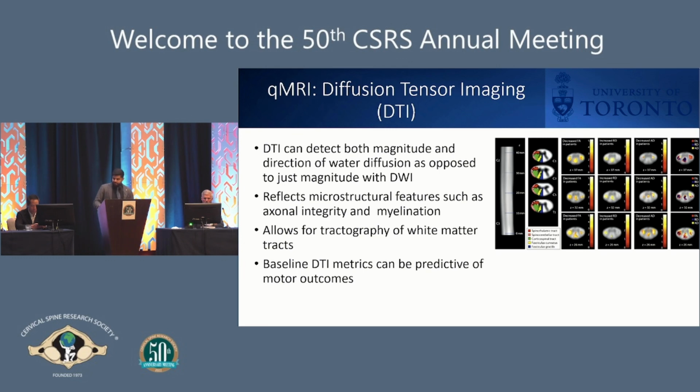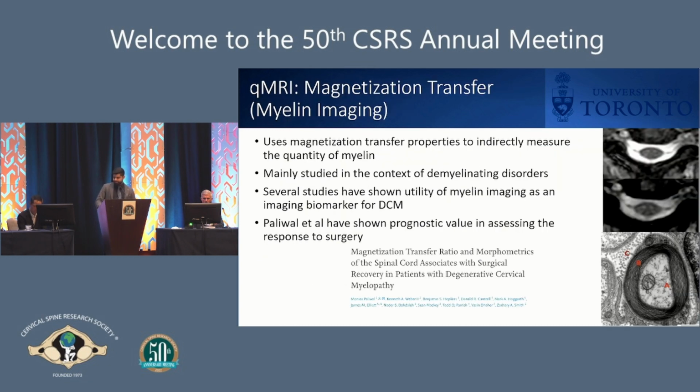Starting off, there's diffusion tensor imaging, or DTI. This is similar to DWI, but this modality also captures the direction of the water diffusion, as opposed to just the magnitude that we see with DWI. This allows us to better delineate the microstructural features of the cord, and it is also used for tractography of the white matter tracts. Some of the baseline DTI outcomes have been shown to be predictive of motor outcomes in small clinical studies of DCM and also SCI.